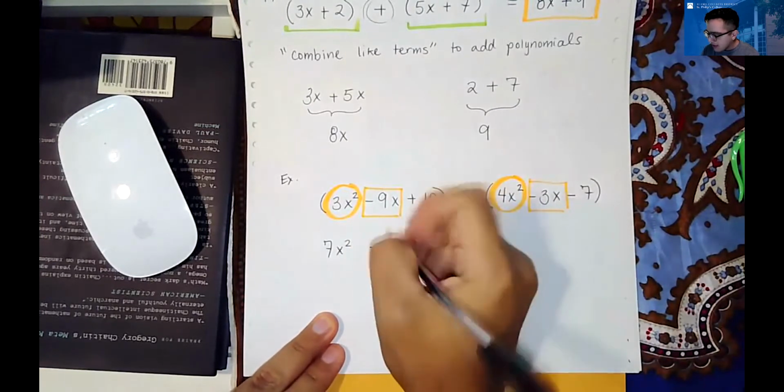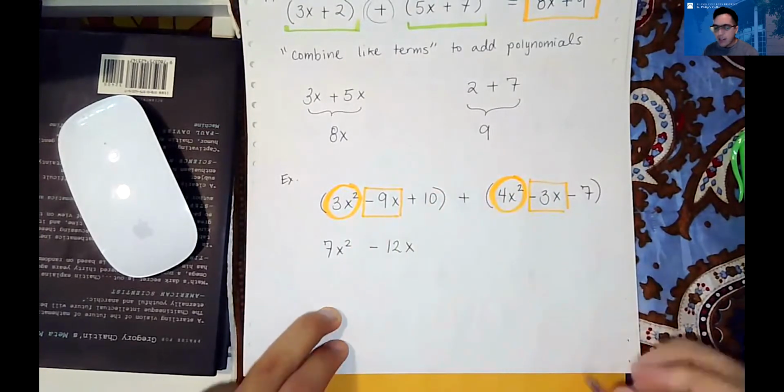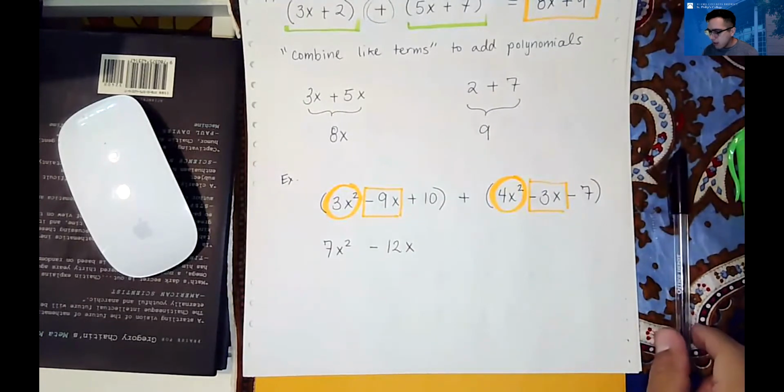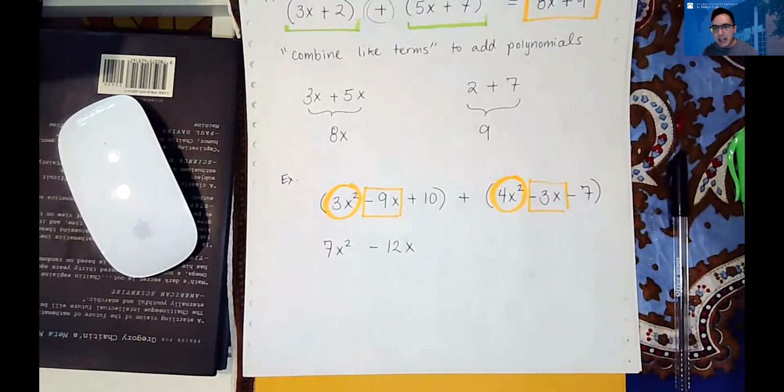So negative 12x. And that's the same thing as saying to yourself in your brain, negative 9 minus 3 is negative 12. Or if you need to think about it in terms of your bank account, if I had a balance of negative $9 in my bank account and I spent $3 on my debit card, then I owe the bank $12. Okay.